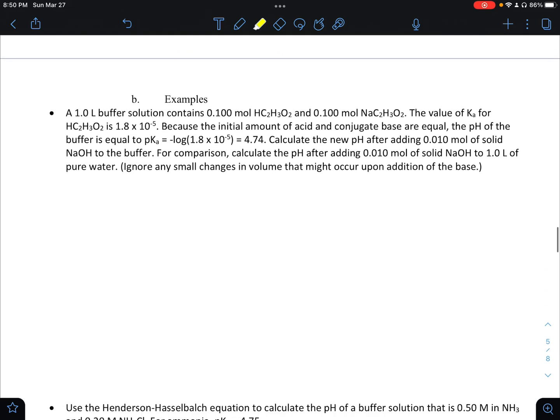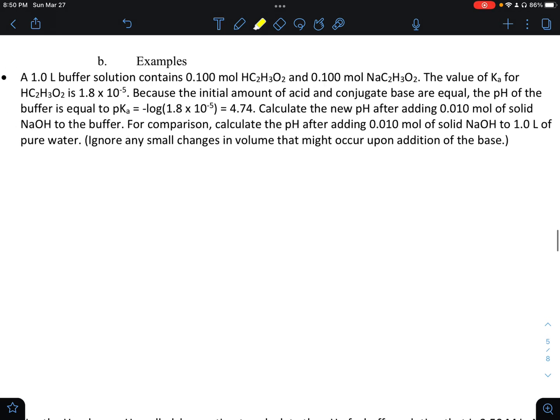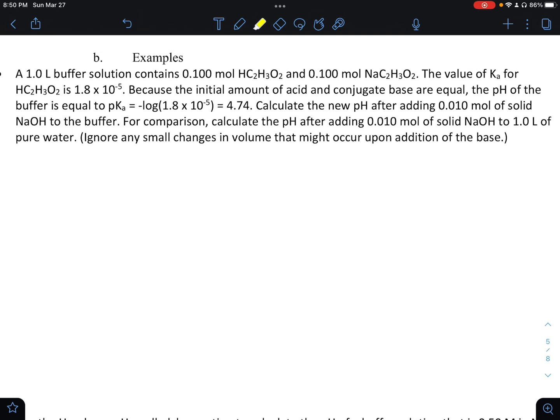We still have acetic acid. We have a 1 liter buffer solution. It contains 0.1 mole of HC2H3O2, or acetic acid, and 0.1 mole of sodium acetate. The value for Ka of acetic acid is 1.8 times 10 to the negative fifth. Because the initial amounts are equal, the pH of the buffer is equal to pKa, which makes sense, 4.74. We calculated that above. Calculate the new pH after adding 0.01 mole of solid NaOH to the buffer.